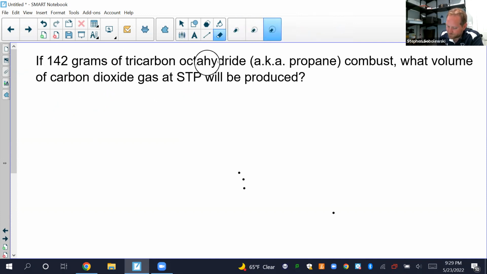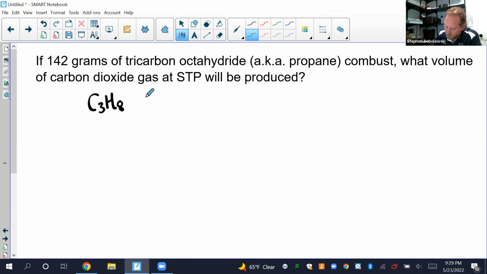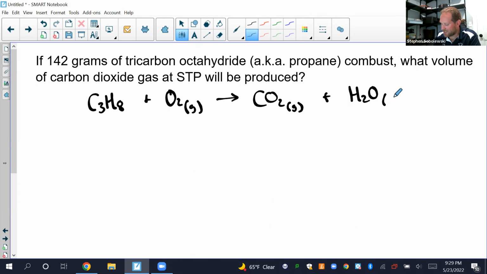Balanced equation. Combustion of tricarbon octahydride. That's going to be C3H8 plus O2 gas yields CO2 gas plus H2O, which is generally liquid or gas depending on the reaction. Let's call it gas for now. Balanced equation, I need a 4 here for my H's. I need a 3 here for my C's. 3 times 2 is 6, 4 times 1 is 4, 6 and 4 is 10, so 5 there, giving me a 1, 5, 3, 4 ratio.